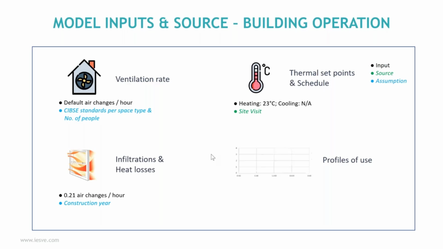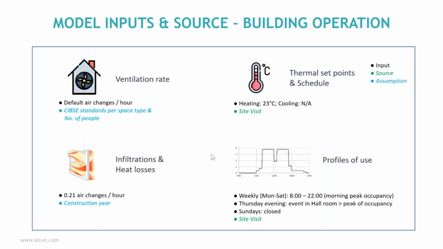And then finally, the last inputs that we need to give to the buildings are obviously the thermal set points and the schedule of the building. For example, this was a special school, not a normal one, so you can see there were many events. For example, during Thursday evening, there were many events in a particular room. So in the model, we needed to represent that somehow, and we gave that particular room a specific profile.